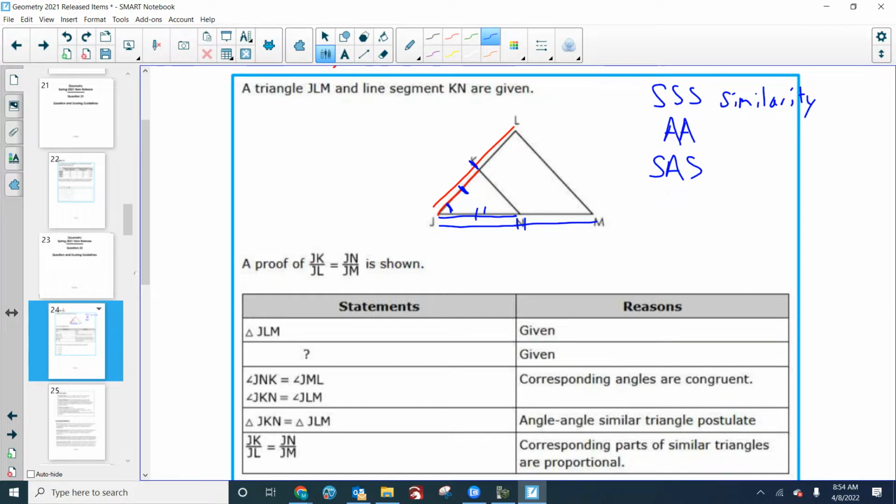Now, quick review. What if JK is 3 and JL is 9? Then JN, let's say it's 4. What's JM? That's not a 14, that was a double tick mark with a 4 next to it. This is a 4. What would JM be? Charlie. 12.